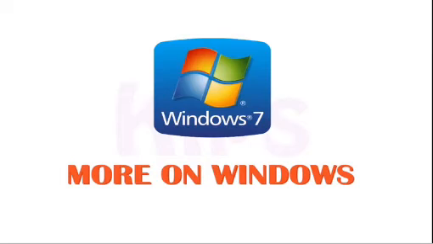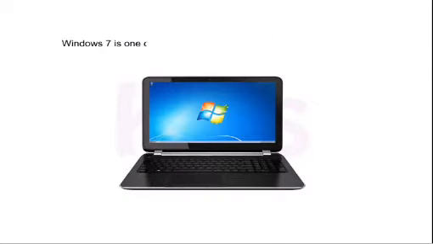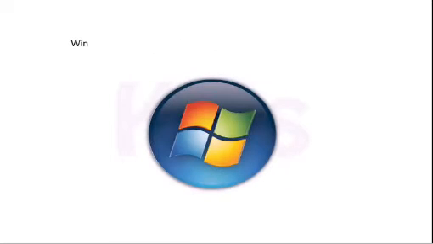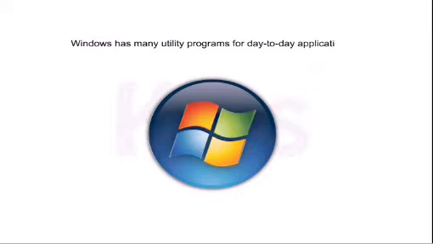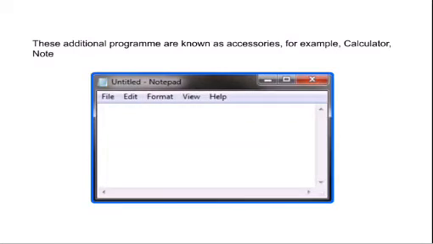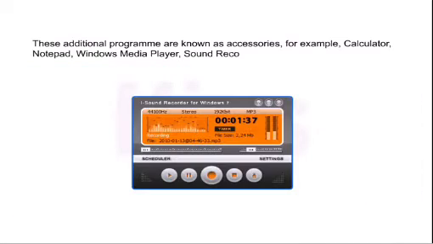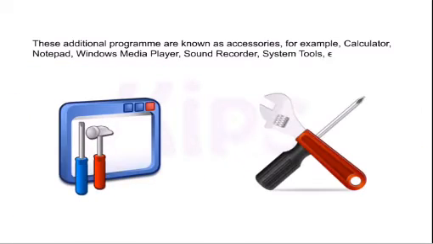Today we are going to learn some more interesting features of Windows 7. Windows 7 is one of the most popular computer operating systems. Windows has many utility programs for day-to-day applications and entertainment. These additional programs are known as accessories. Example, calculator, notepad, Windows Media Player, sound recorder, system tools, etc.